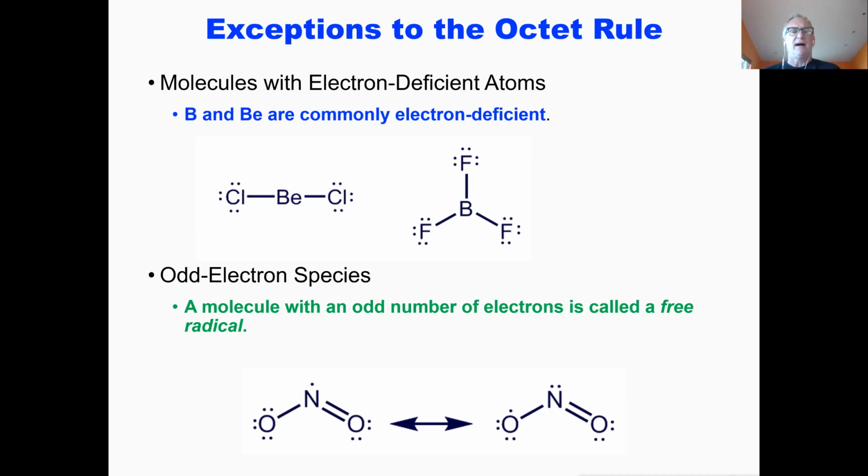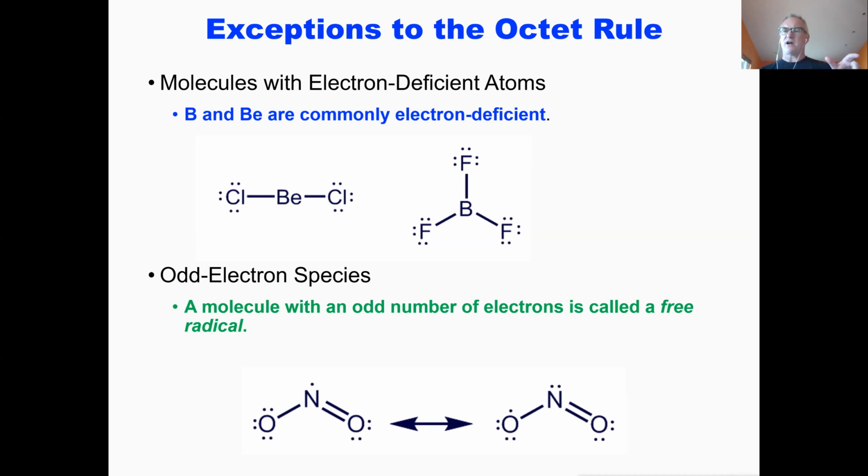That's it. Boron and beryllium are also electron deficient. Beryllium is element number 4, so it only can make 2 bonds. That's it. It can't make any more. Boron can only make 3 bonds. It can't make any more. So those 2 are electron deficient. They will not form an octet. So be aware of that when you're making those structures.